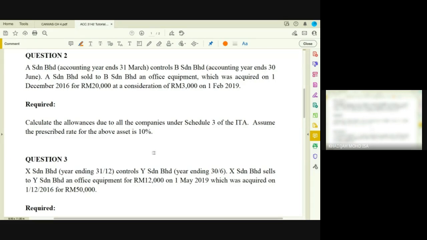So when you have these, then you have to go back to the steps in the textbook, where number one, what you have to do is that you have to determine what is the actual date of disposal, right?